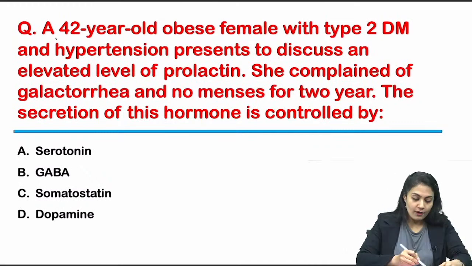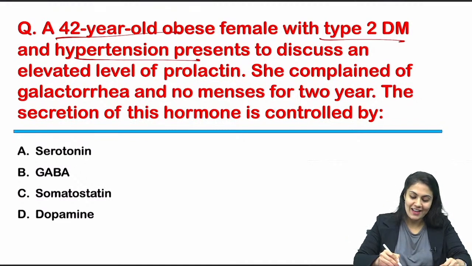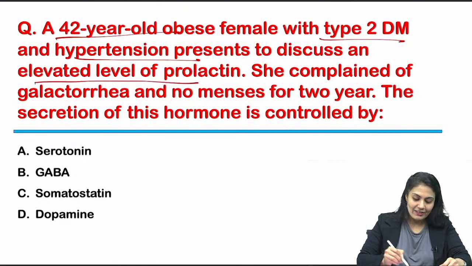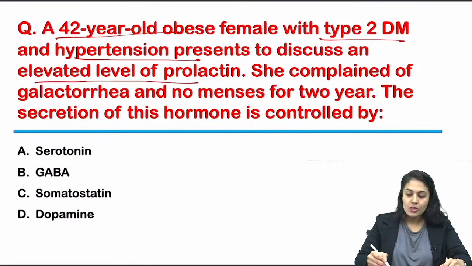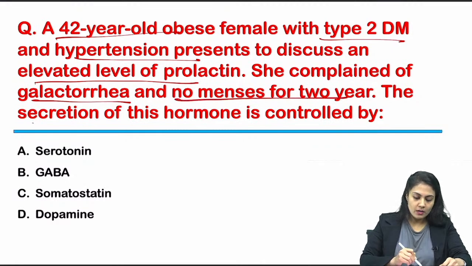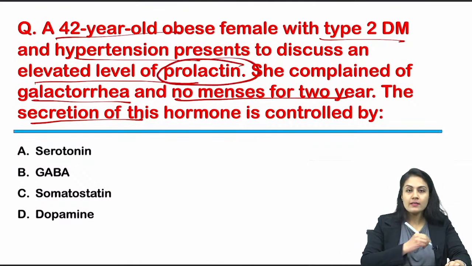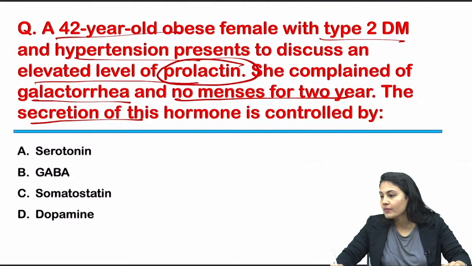This question: a 42-year-old obese female, type 2 diabetes, hypertension, she's having everything. She has an elevated level of prolactin. She complained of galactorrhea, no menses for 2 years. The secretion of this hormone is controlled by. Now understand, that means prolactin is increased. The hint is over here. Prolactin is increased. Yes, please, answers.